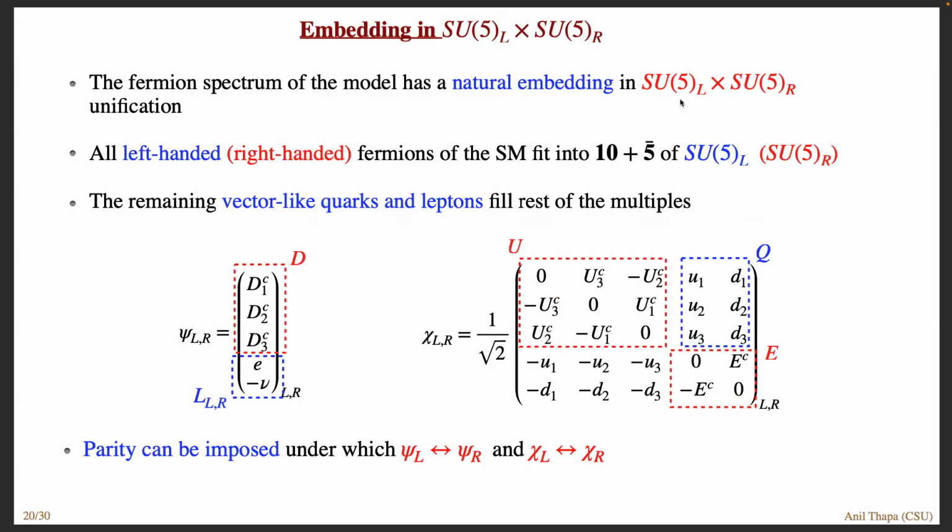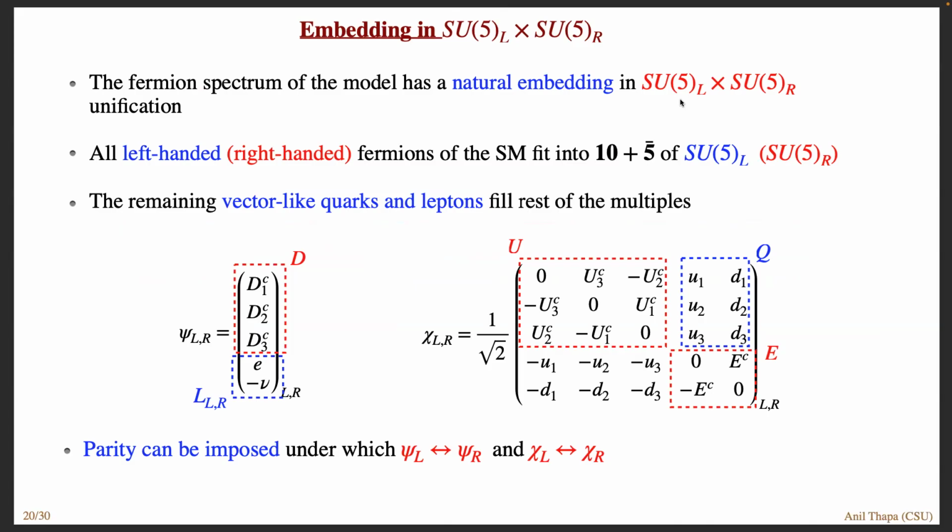Good. So it turns out this kind of model has a natural embedding into SU(5)_L plus SU(5)_R. The fermion spectrum of the model has a natural SU(5)_L × SU(5)_R unification. All left-handed and right-handed fermions of the standard model fit into 10 plus 5-bar of SU(5)_L and SU(5)_R. The remaining vector-like quarks and leptons, as you asked, you have three of them: up-type quark, down-type quark, and charged-type vector-like fermions.